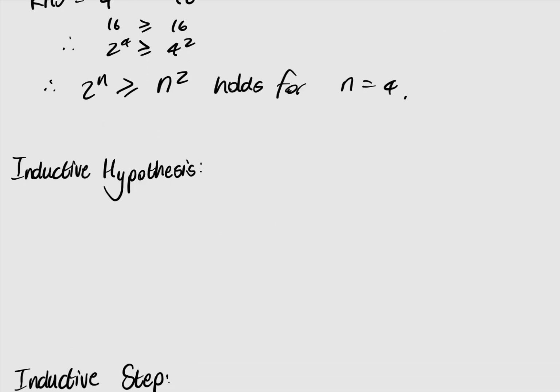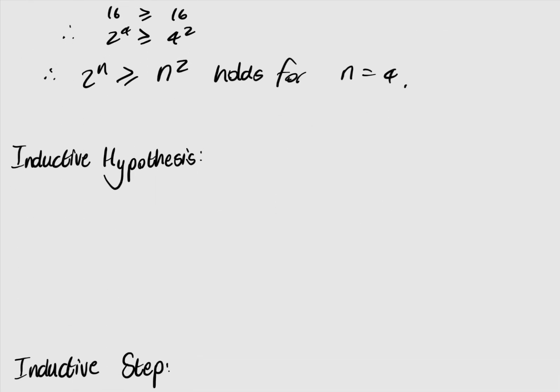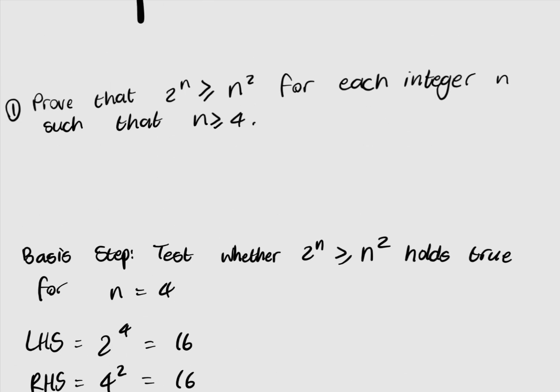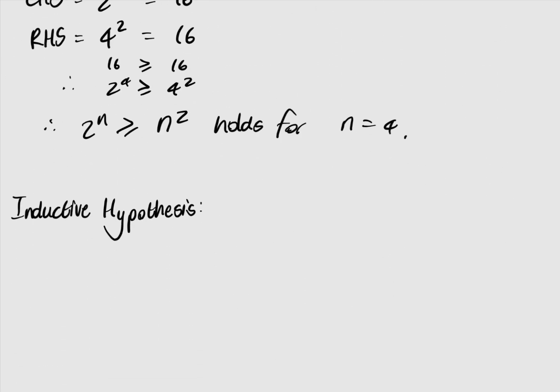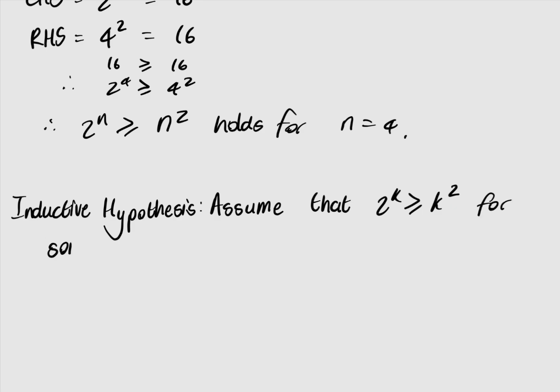That's basically the inductive hypothesis. This is just where we write this thing here in terms of k. So we want to say assume. It's important that you say assume or some synonym of assume. Assume that 2 to the k is greater than k squared for some integer k greater than or equal to 4.